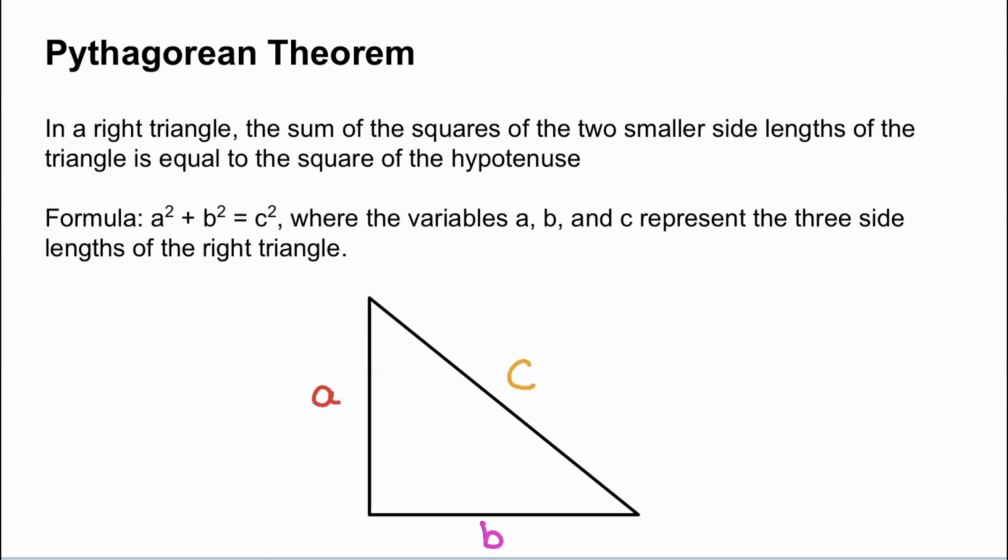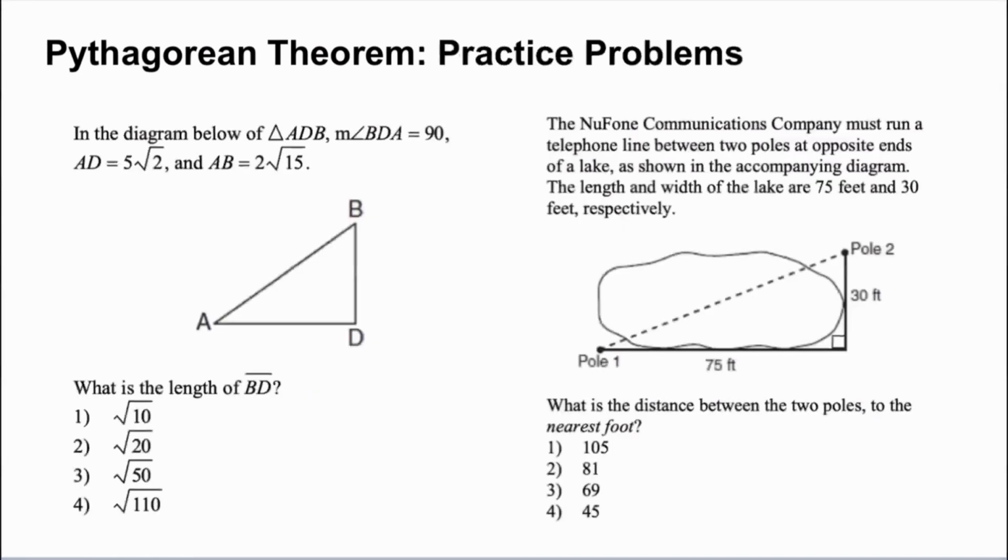And actually, any set of three positive numbers that satisfies this formula is known as Pythagorean triplets. Probably the most famous set of three numbers that satisfies this formula is 3, 4, 5. It's known as the 3, 4, 5 right triangle, and that's probably the most famous Pythagorean triplet.